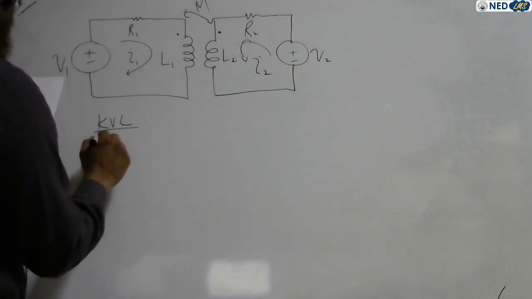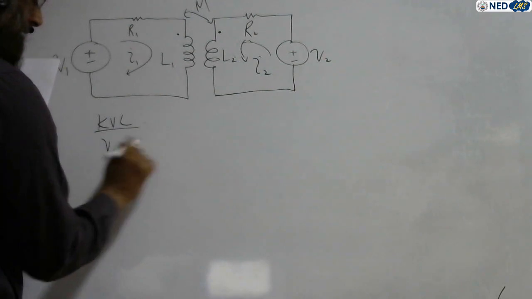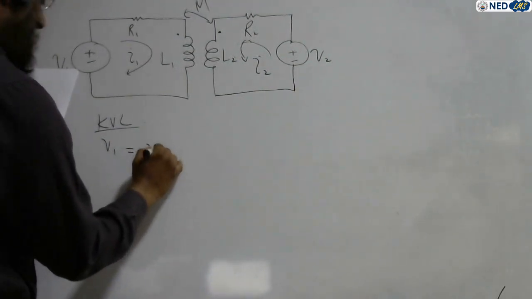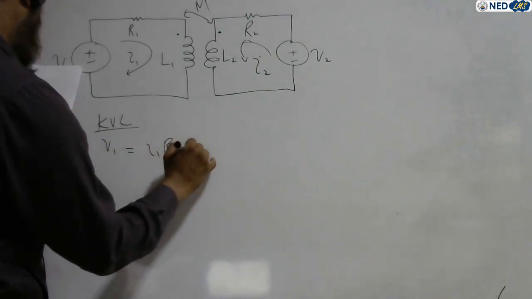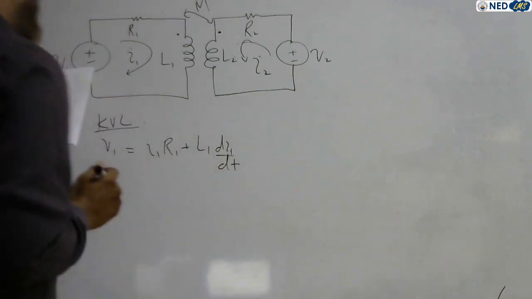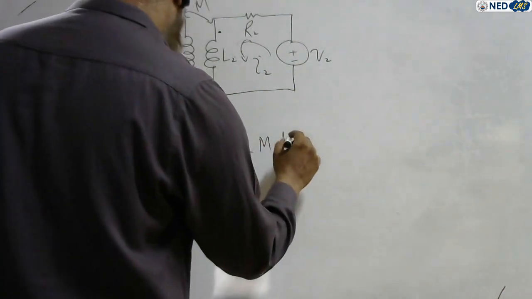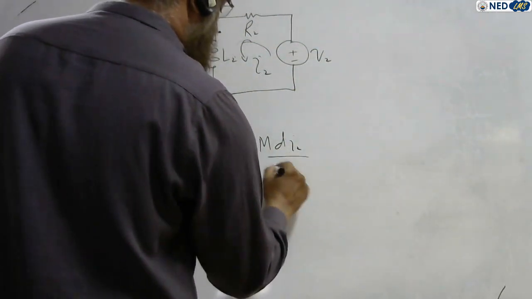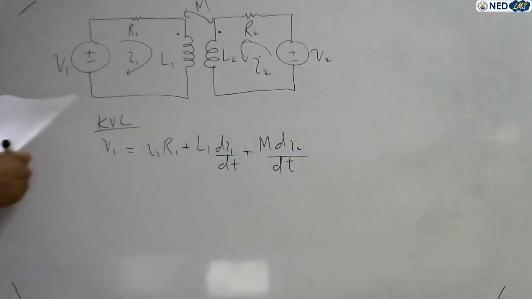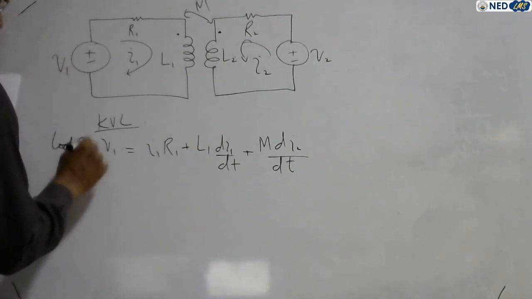For mesh 1, the equation becomes V1 equals, voltage rise equal to voltage drops. So V1 equals I1 times R1 plus L1 times di1 over dt, right? Plus M, the mutual term due to secondary current on the primary, and this is for loop 1. Okay, this was the mesh equation for loop 1.